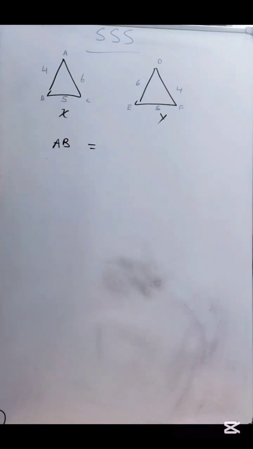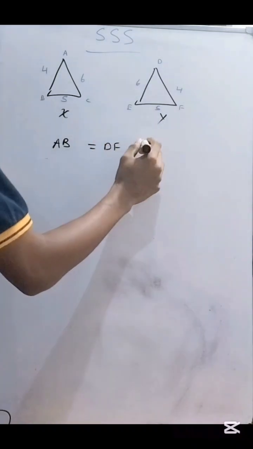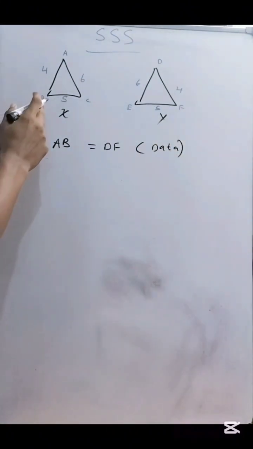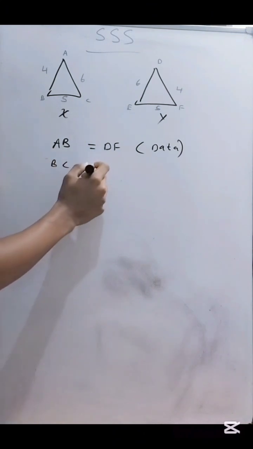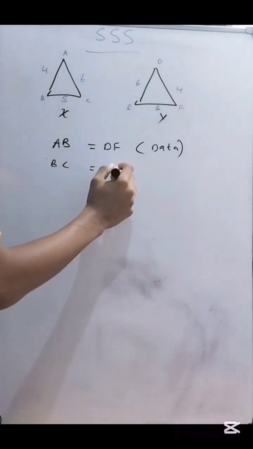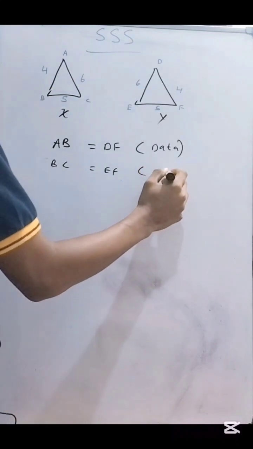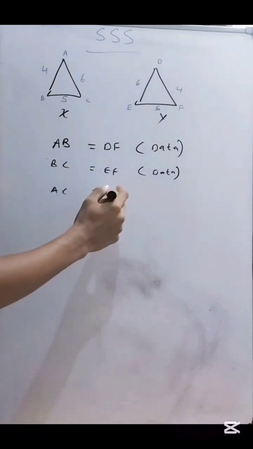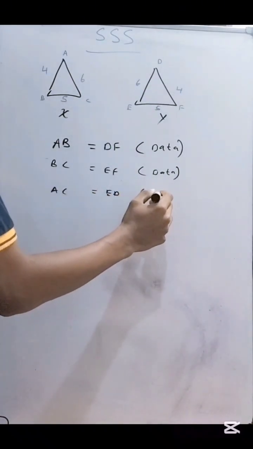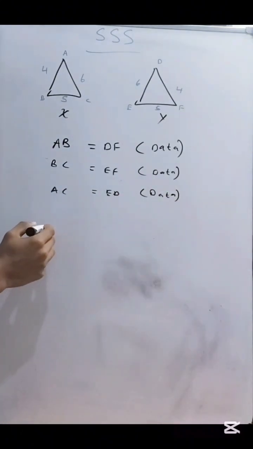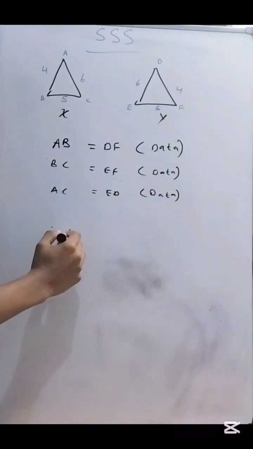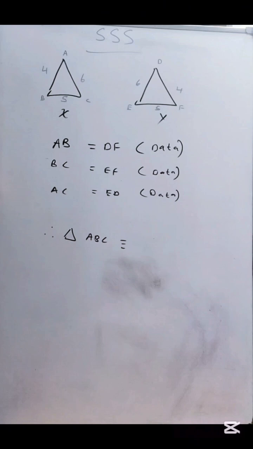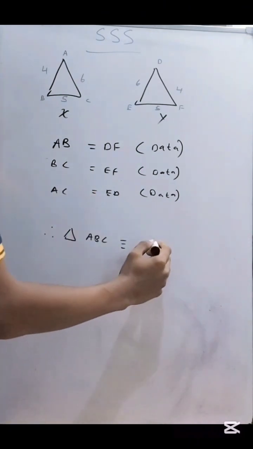AB equals DF. Reason: data, which means it is given in the diagram. BC is equal to EF. It is also given as data. And AC is equal to ED. It is also data. So, as a conclusion, therefore, the triangle ABC is congruent to the triangle EDF.